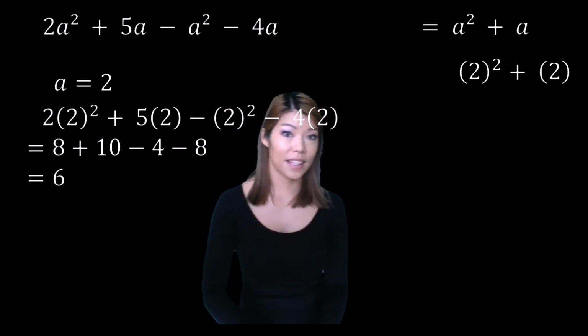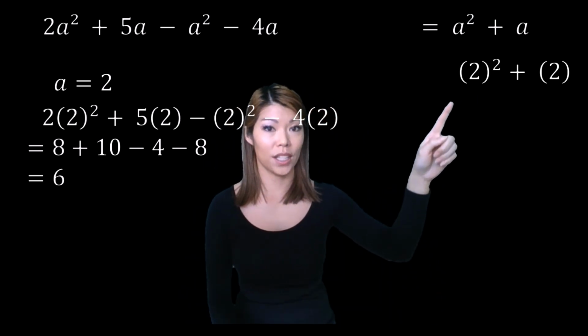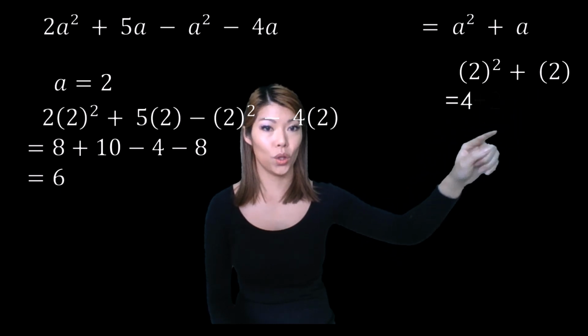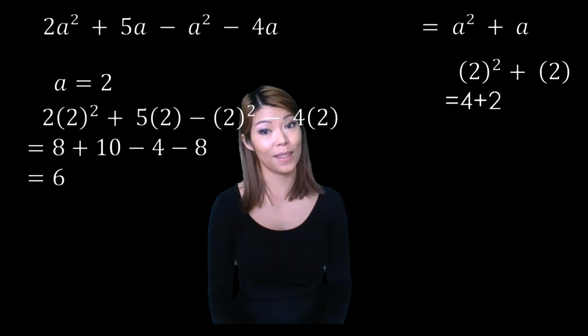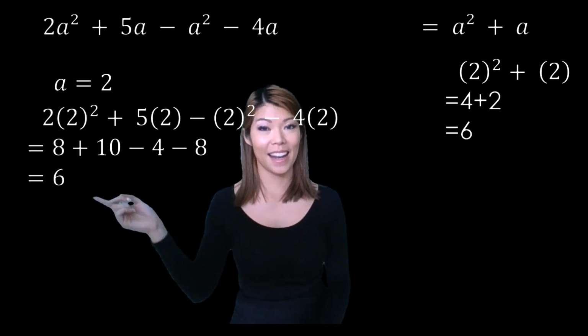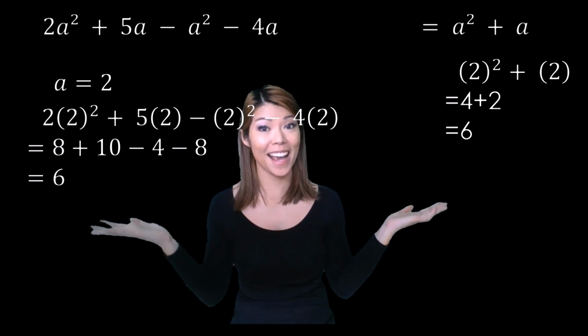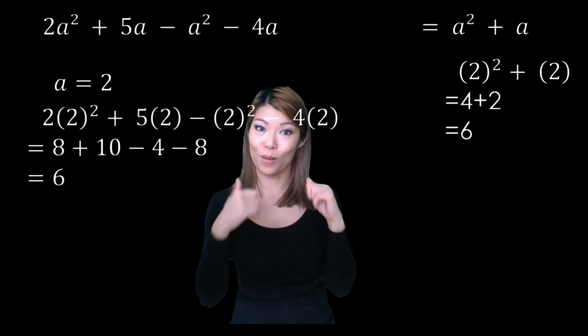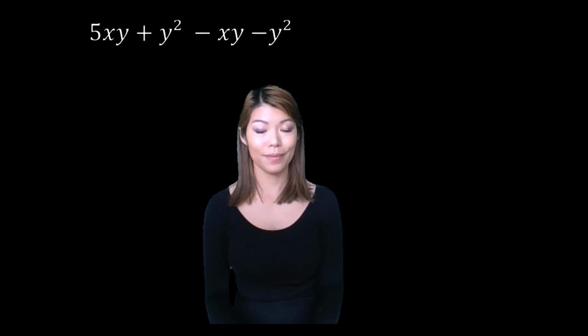Let's have a look at the other side. 2 squared is 4. And plus 2, we're just going to write it again. So 4 plus 2 is 6. So we can see that the left-hand side and the right-hand side are the same. They're both equal to 6. So we are correct. Let's do one more example.